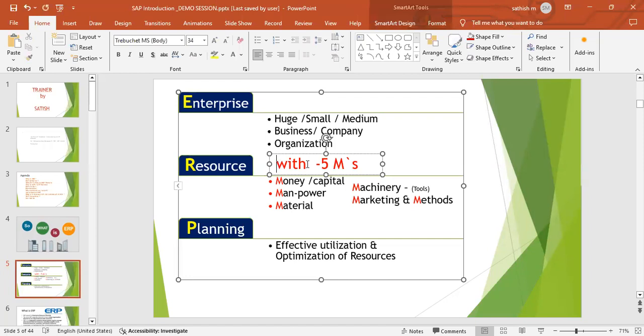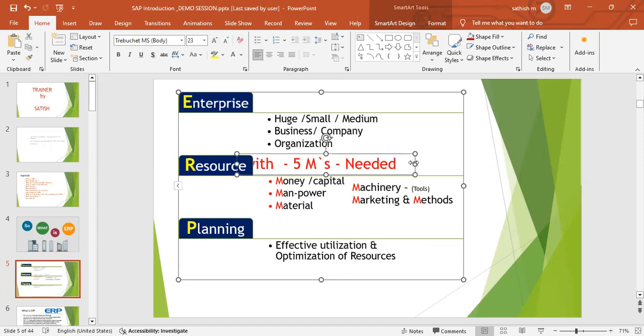Now let's move to resources. When you or someone wants to start a business, whether small, medium or large, these five M's are needed. What are these five M's?